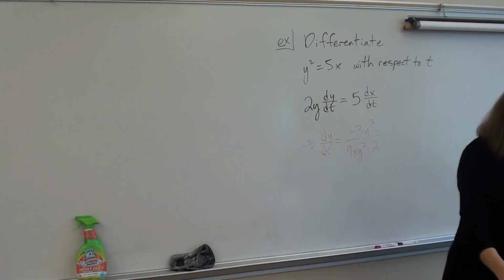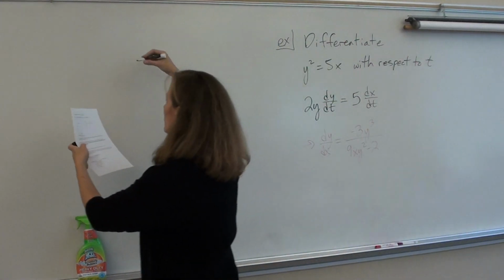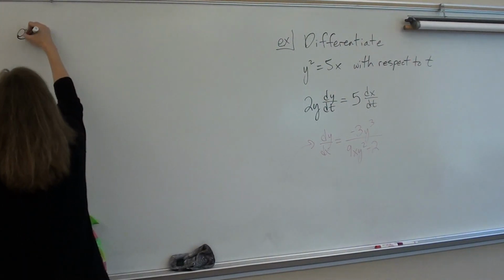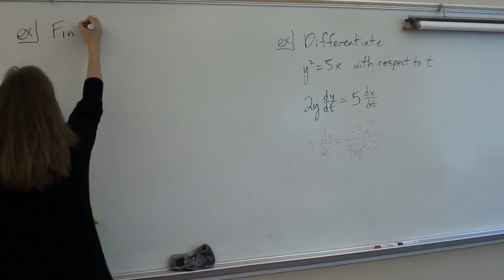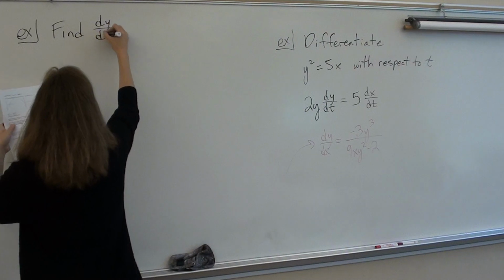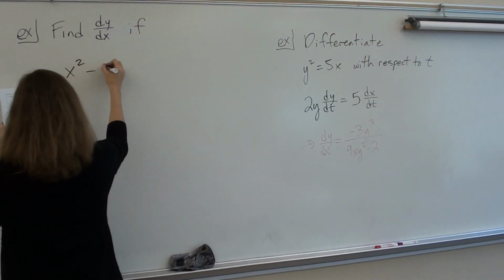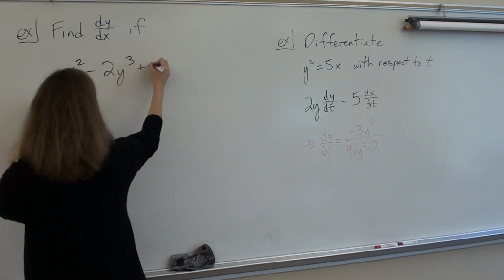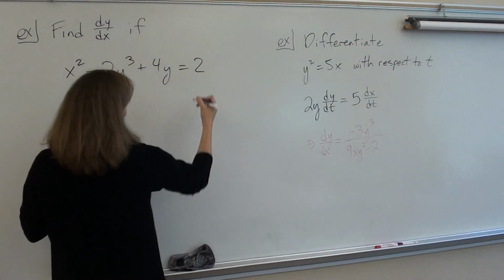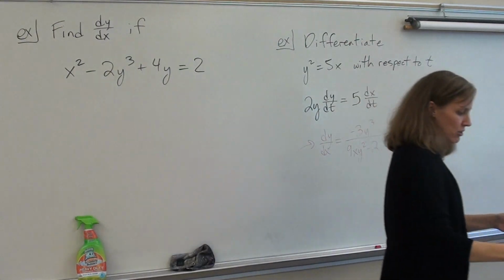Okay, so let me give you guys one to try. I want you to find dy/dx if x squared minus 2y cubed plus 4y equals 2. So we're keeping it simple, no product rule, try it on your own, see how you do.